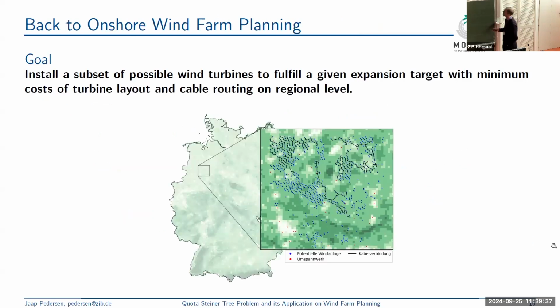And then back to onshore wind farming. Again, we have a region, and we have potential wind turbines, these blue nodes. The red nodes are substations, and we want to find a subset to fulfill a given expansion target with minimum costs on regional level. And these green shaded pixels are basically the scenicness, we call it, like the value of the beautifulness of an area. And then, of course, we ended up with multiple trees, because these substations are connected by 0 costs, so we have them basically aggregated as one substation, because it doesn't matter where to connect to the power grid.